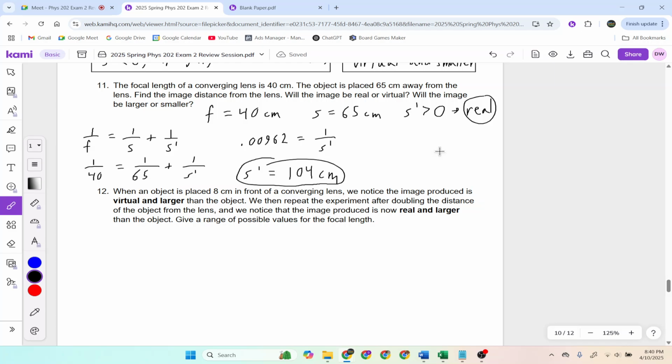Wait, now I forget why I thought it was inverted. Inverted's correct because real images are always inverted. And then if you do the calculation for the magnification, it's negative, so it'll be smaller. Okay, wrong. Negative magnification means inverted. Oh, okay. Basically, S prime is greater than S. In other words, 104 is greater than 65. That means the image is larger. In other words, if S prime was smaller than 65, it would be smaller.